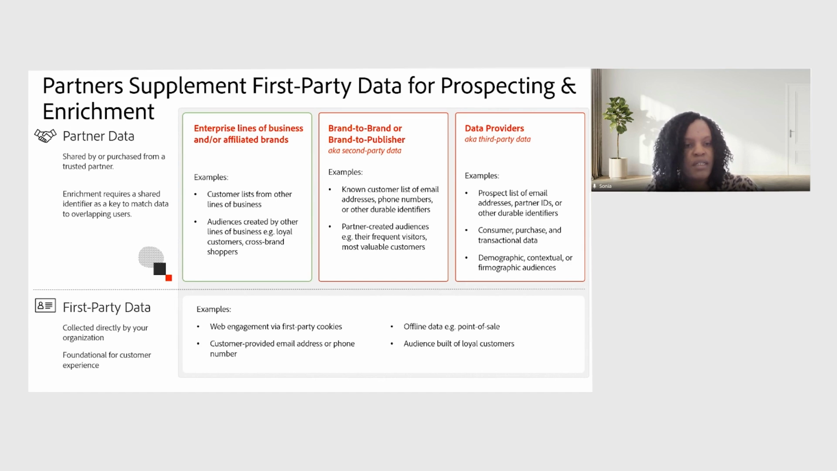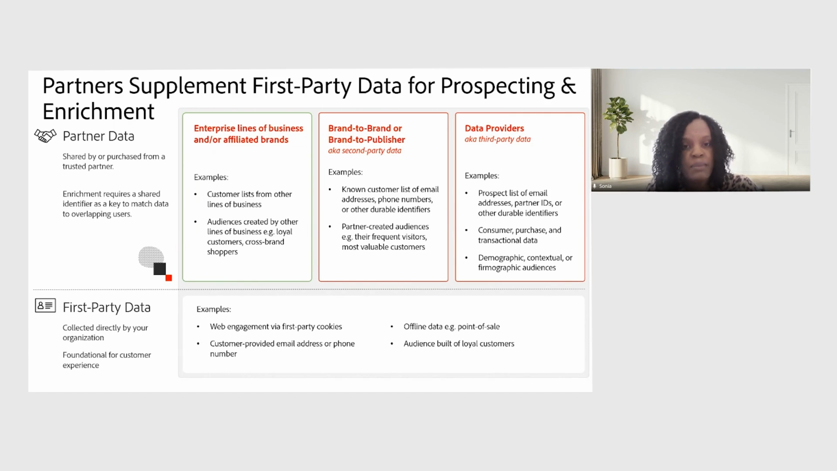So this is shared data or purchased data from a trusted partner. And it comes in many forms. So we have enterprise line of business first-party data. This is where data is shared within an organization. So if we think of large fast food corporations, for example, that have multiple brands sitting underneath them, and those brands are able to share audiences between each other, such as a loyal customer. Then we have brand-to-brand or brand-to-publisher data, where customers can share via second-party data, for example.